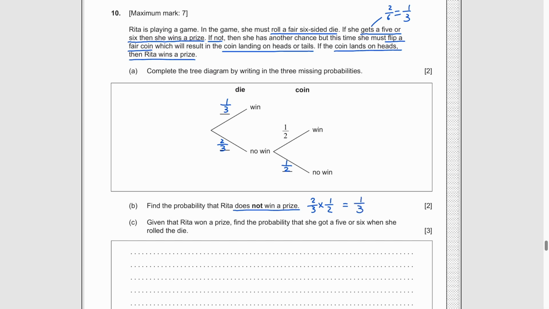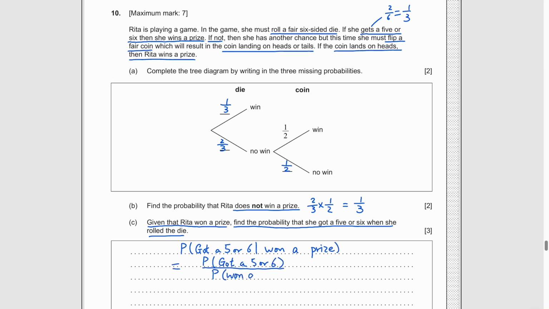Finally, we are told that a prize has already been won, and we want to find the probability that it was from rolling a 5 or 6 on the dice. By using the conditional probability formula, there is the probability of getting a 5 or 6 divided by the probability of winning a prize. So that is 1/3 divided by 1/3 plus 1/3, which equals a half.